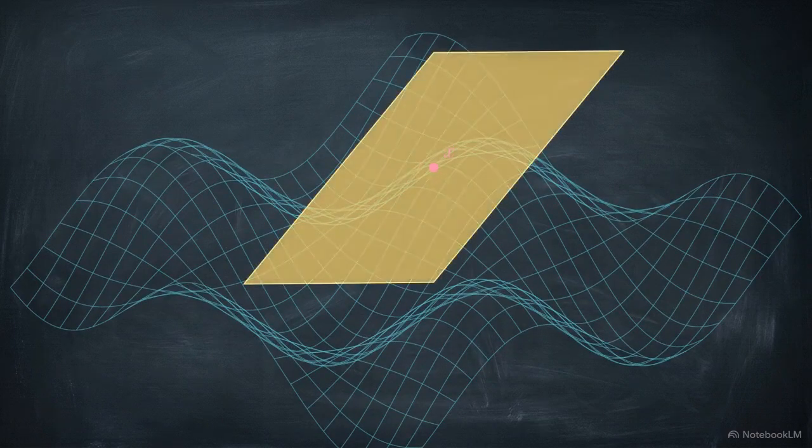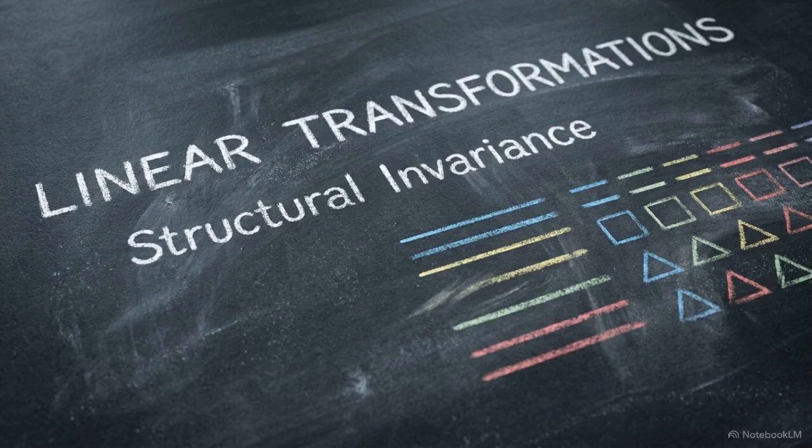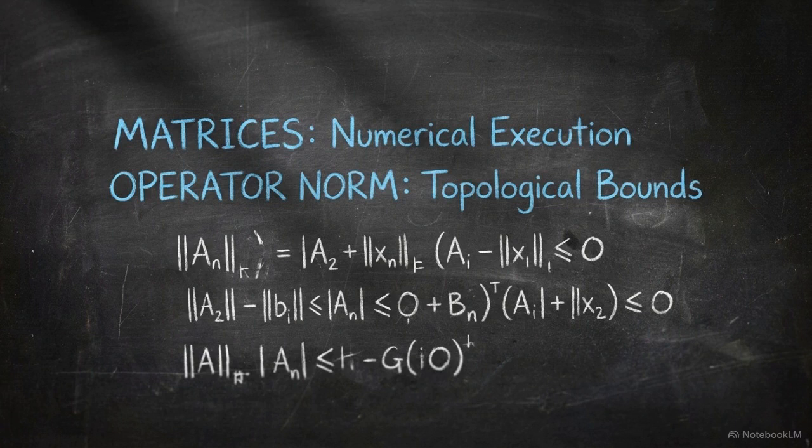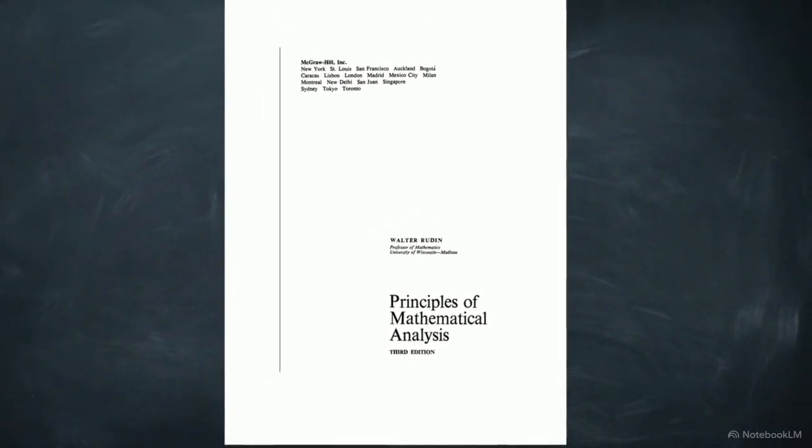As shown in this summary, the logic follows 3 parts. Linear mappings preserve vector geometry, matrices compute those mappings, and the operator norm measures their topological size. Mastering these concepts in Rudin provides a rigorous analytical foundation for handling motion, optimization, and continuous change across any number of dimensions.